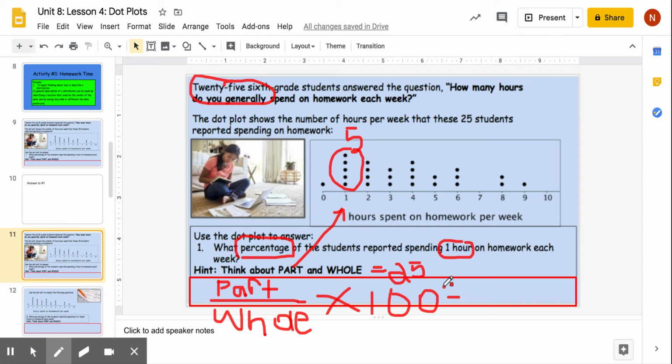So let's go ahead and fill this in. My part is 5 students out of 25 students times 100. So I use a calculator for this part. I do 5 divided by 25, which will give me 0.20. I multiply that times 100, and my total percent is 20%.